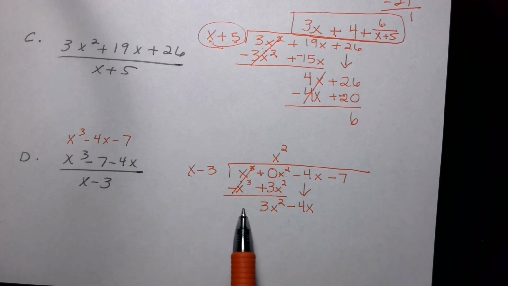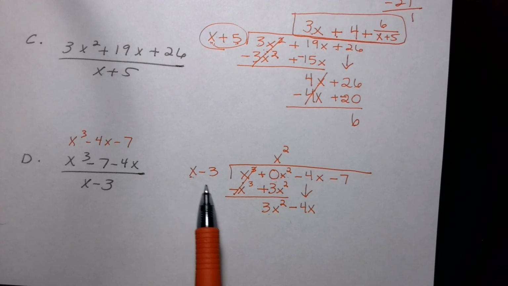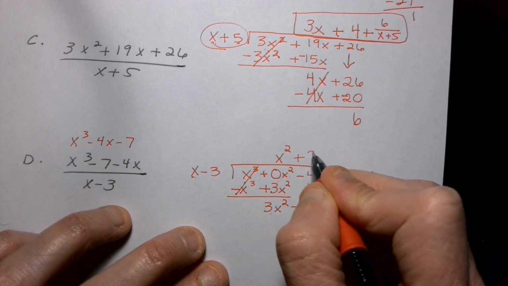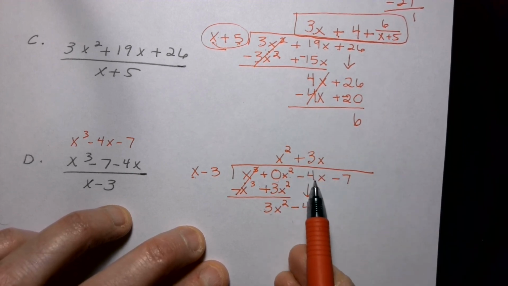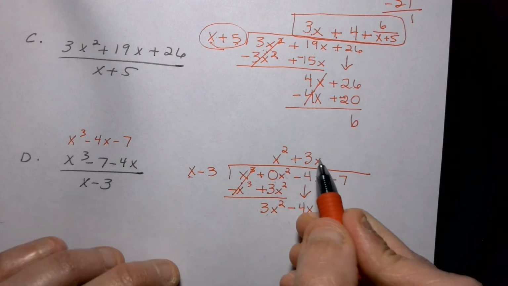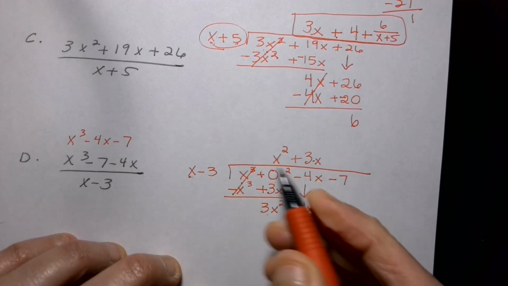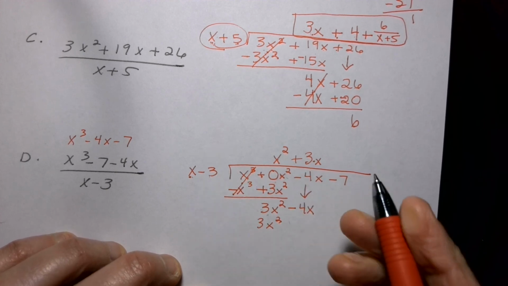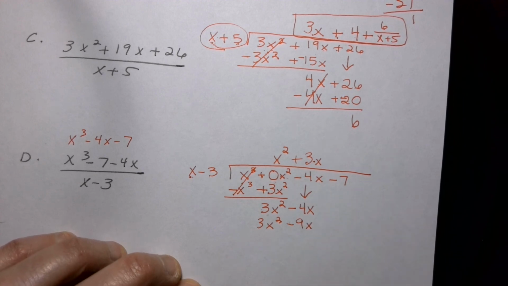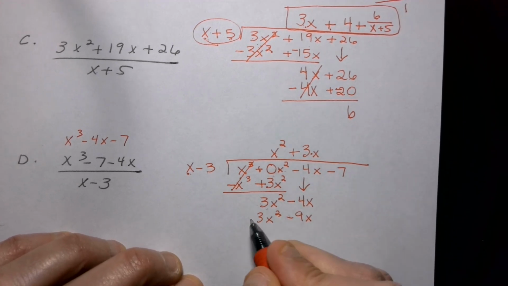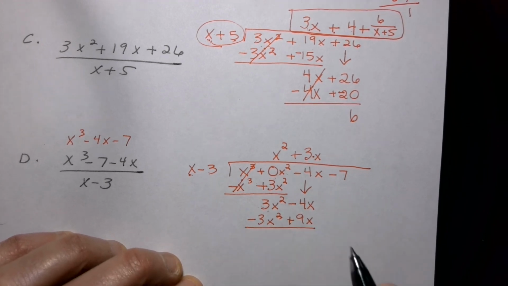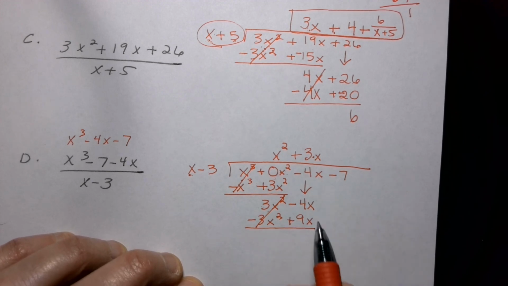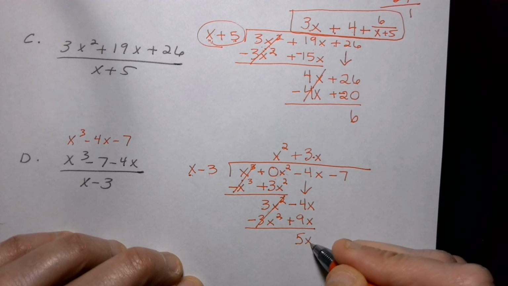What do we multiply this by to get the first term? Well, for sure 3, right? And an x. And I put it over the next term. See how they line up? 3x times x is 3x squared. 3x times a negative 3 is a negative 9x. Next step, change your signs, draw your line, add down. Good, it disappears like it's supposed to. Negative 4x plus 9x is 5x.